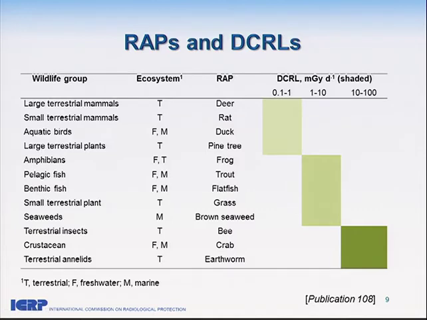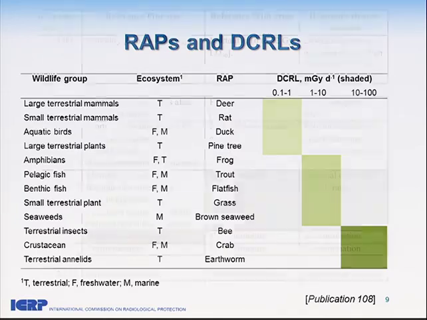But it gives you an idea of where they've come from, and as I said, what we're looking at here is using these RAPs, these reference animals and plants, to represent types of organisms in terms of the concept. So mammals are represented by the deer and the rat and so on. In doing so, we can then start to think about how we can use these numbers. We now have some numeric criteria which we can assess against.